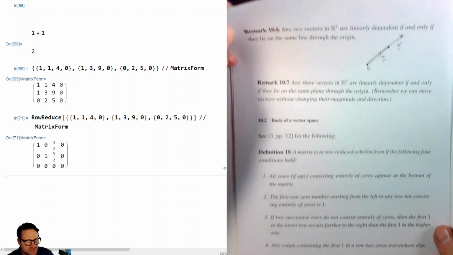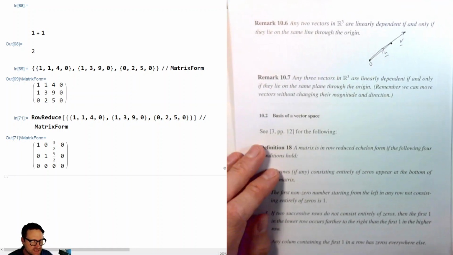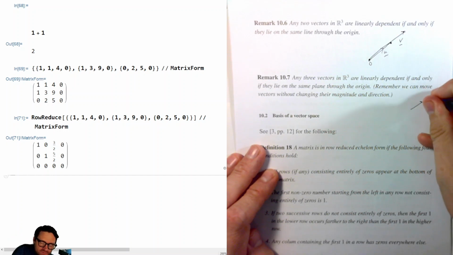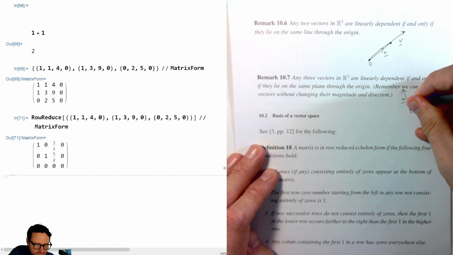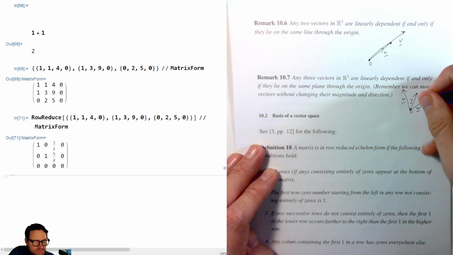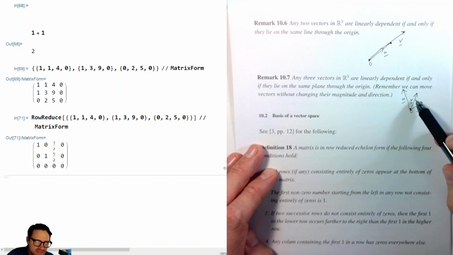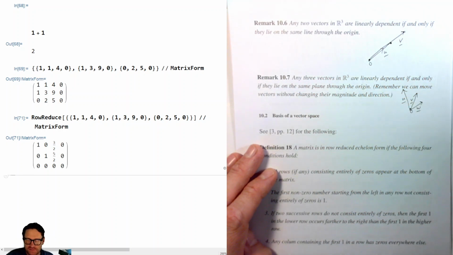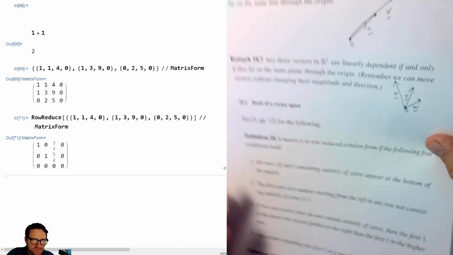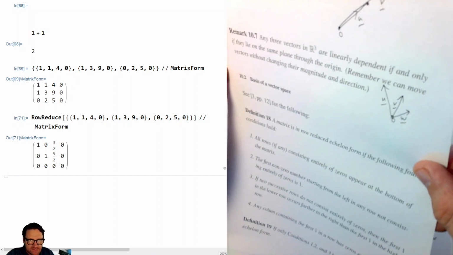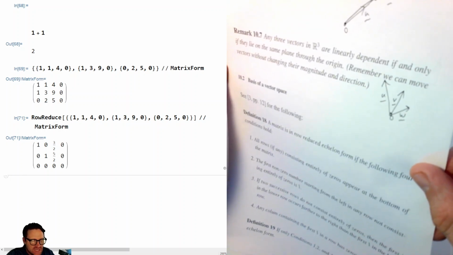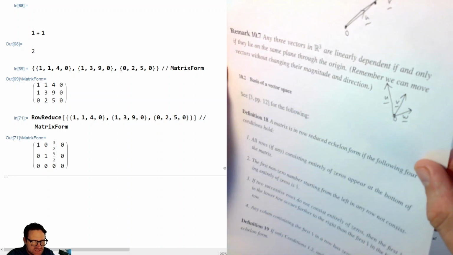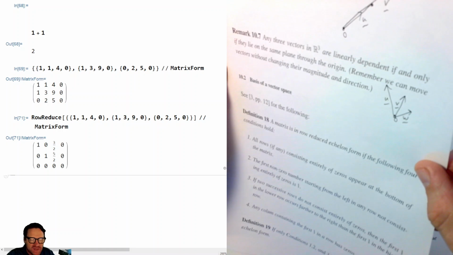Any 3 vectors in 3 space are linearly dependent if and only if they lie on the same plane through the origin. So, example, if we have this, then I can get U as a linear combination of V and W here if they are on the same plane. All right, so I'll pick this page up and make a plane out of it. You should do that too. And so if you have 3 vectors that are parallel to a given plane, then they must necessarily be linearly dependent.